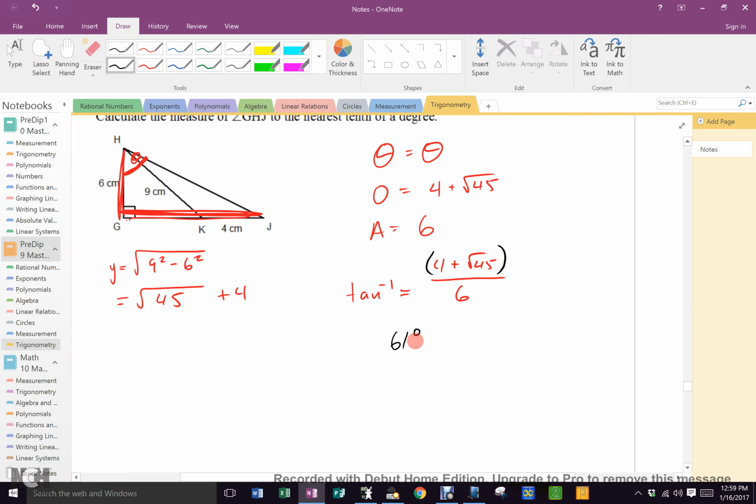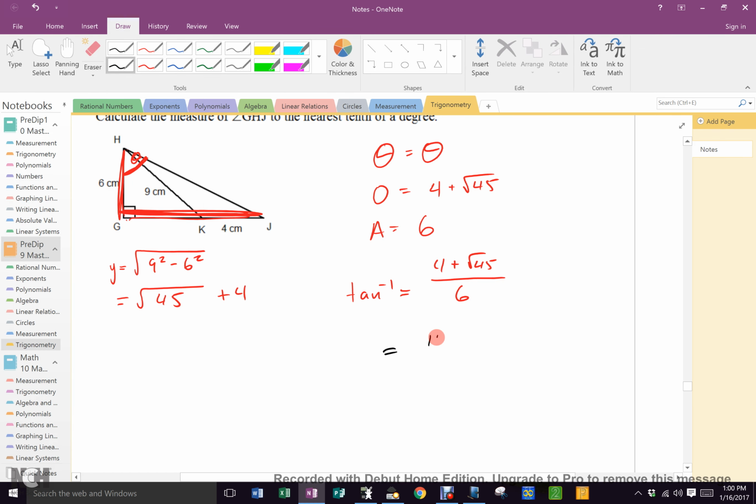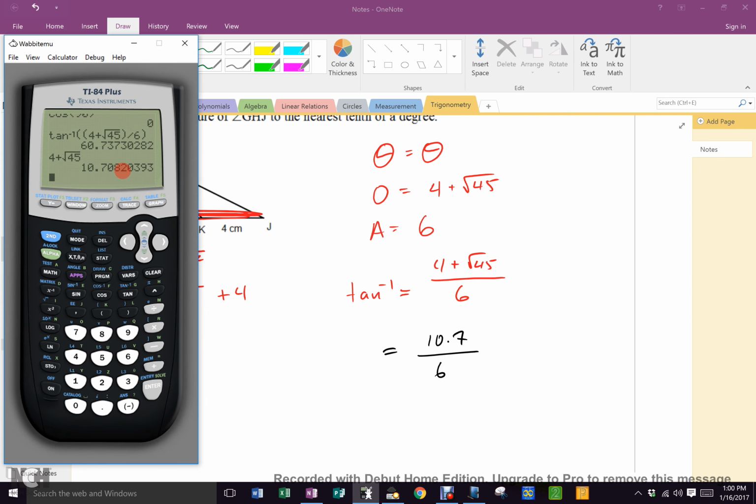Now, let's say you couldn't get that. You don't know how to put that in your calculator. So then you've got to break it down. If you're going to break that down, you need to do this one first. So you go to your calculator. 4 plus root 45, however you get it. 10.7. I'm going to write 10.7 over 6. But on my calculator, I'm going to leave the 10.7 there, aren't I? Then I'm going to divide by 6. I'm going to get that yucky answer, yes?